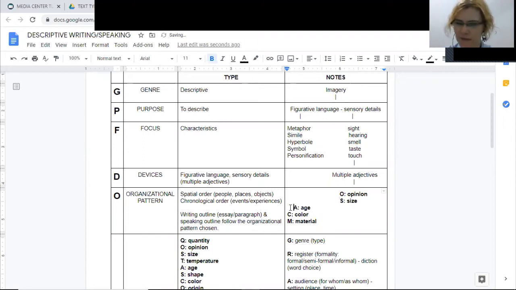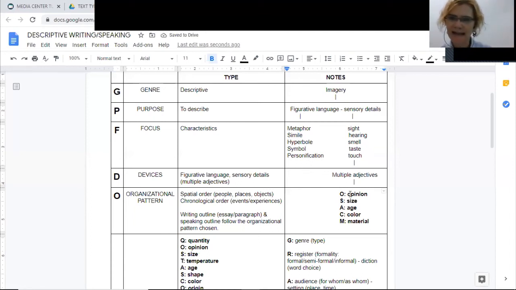And O stands for opinion, S for size, A for age, C stands for color, and M stands for material. Let me put it underneath, yeah. So you see here, it is really good for you to memorize acronyms because it's easier to memorize that rather than all these words. It's like your own personal formula, yeah? Yeah. So the thing here is, though, you need to remember this.